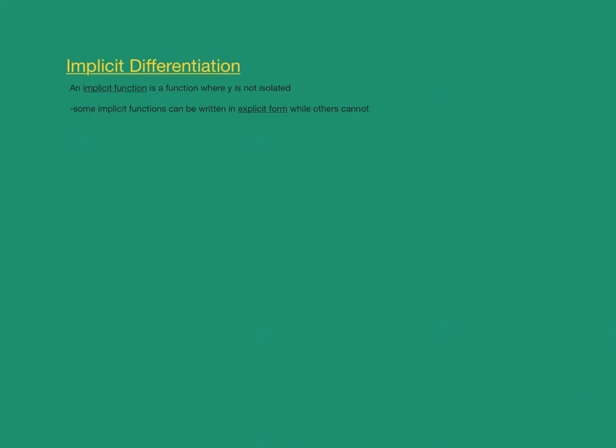So we do have some implicit functions that you can actually write in what we call explicit form. For example, if you have x times y equals 1, that starts off and y is not isolated, but you can actually rewrite that as y equals 1 over x. So we're not going to talk about that type of equation today because you actually know how to take the derivative of 1 over x.